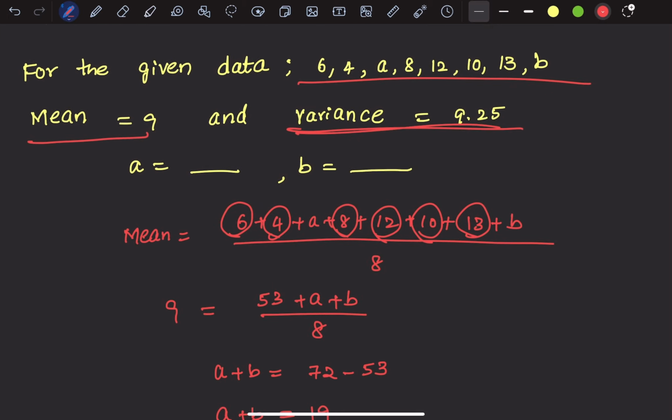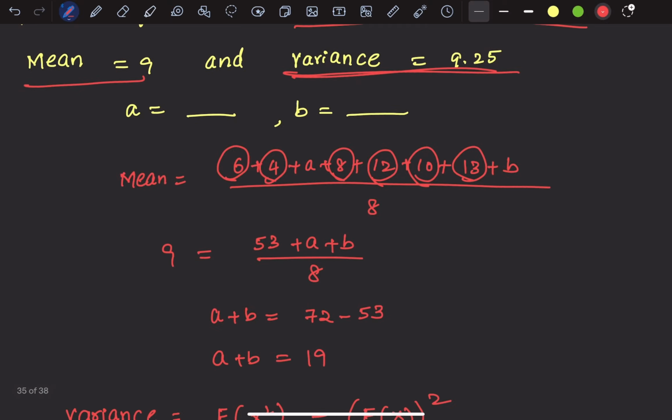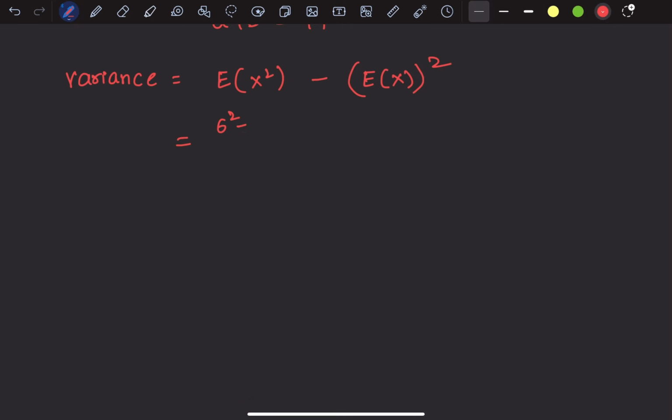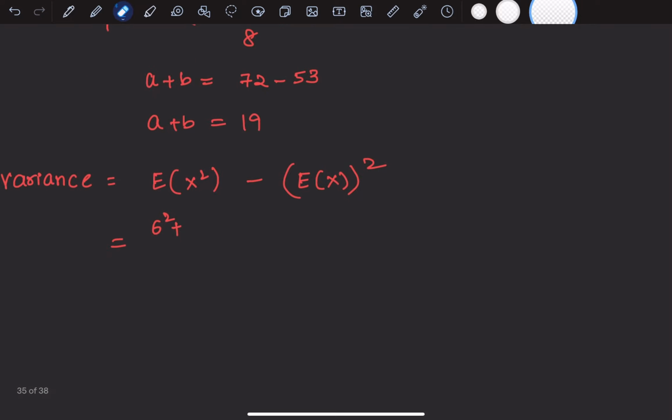Also the variance is given. What is variance? Variance is the mean of the squares of the elements minus the square of the mean. So what will be the mean of squares? That will be 6 square plus 4 square plus A square.